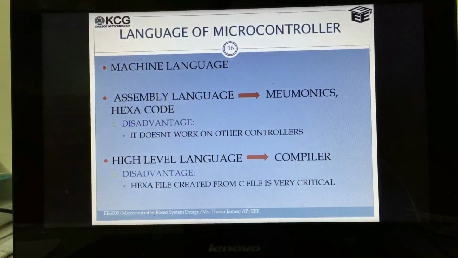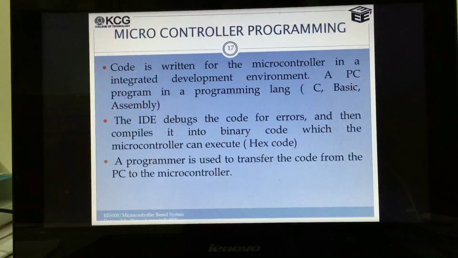Now the disadvantage of using assembly language is that it is not portable to other controllers. So the code written in assembly language for a specific controller cannot be ported to another controller. The disadvantage of using a high level language is that the hexa file which is created from the C file is of larger size. So if I use a larger program, the hexa will be created in a much larger size, and therefore it will use a lot of RAM memory.